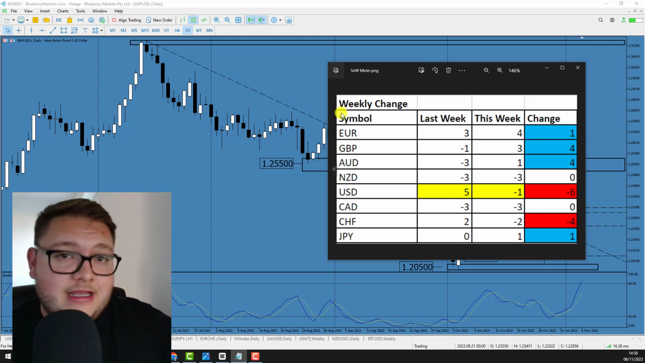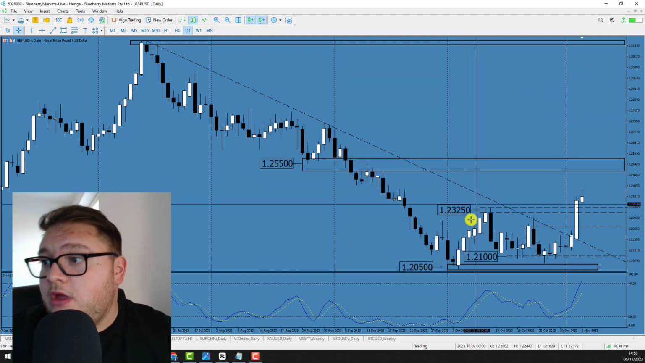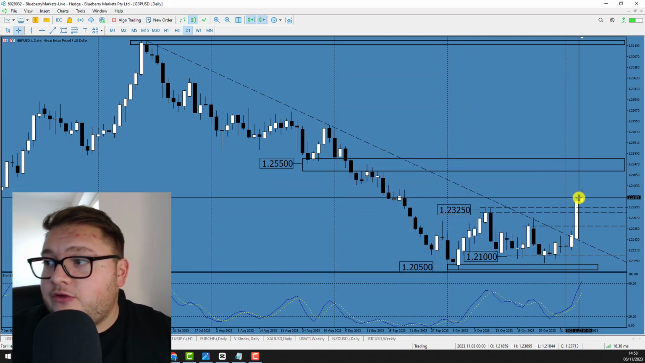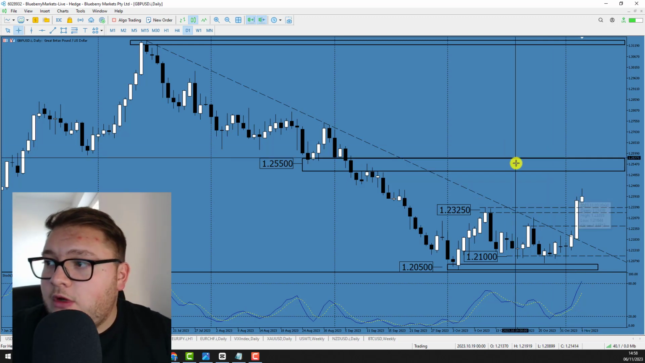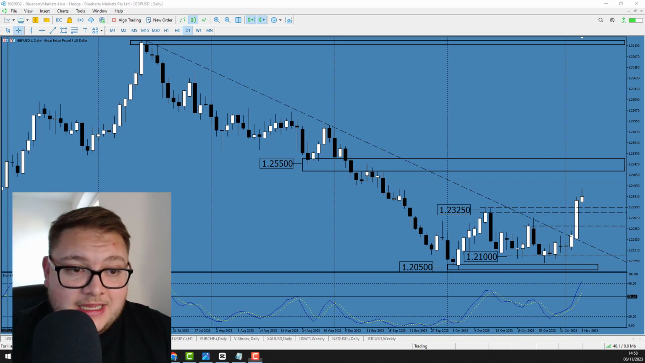So let's go take a look at cable and see what's going on. We can see that price has traded through the 1.2325 handle. We've had a strong close above that level. What we need to see now is momentum above it. What we really don't want to see is price coming back underneath that level.